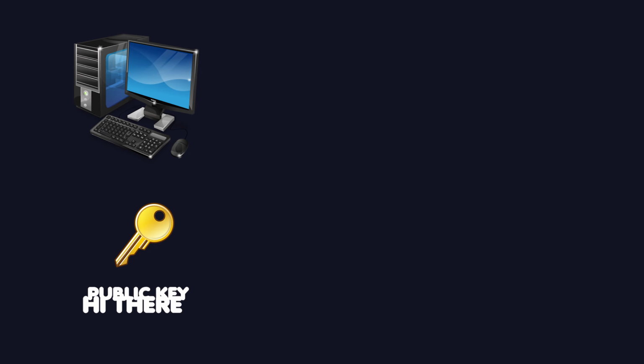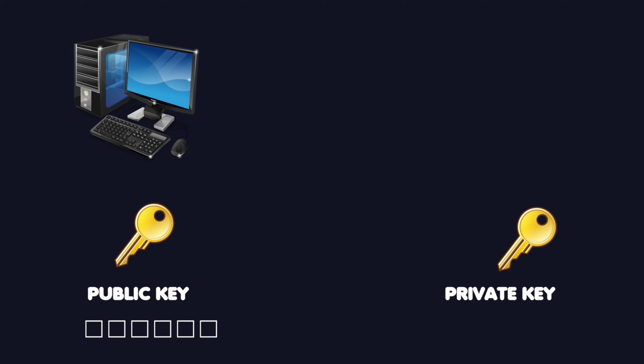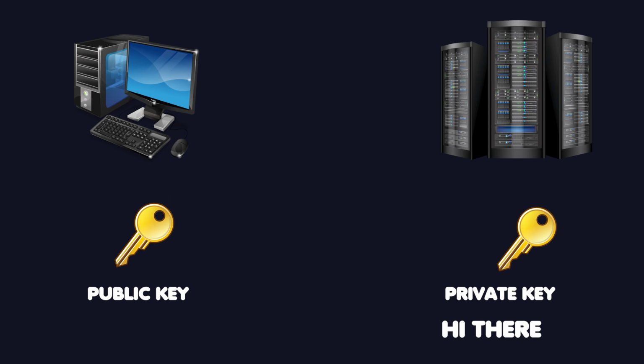TLS works by using asymmetric cryptography, where you have a public key that is known to everyone, which is used to make sure that the message came from the correct source and has not been tampered with, and the private key, which is known only to you, allowing you to decrypt incoming messages.